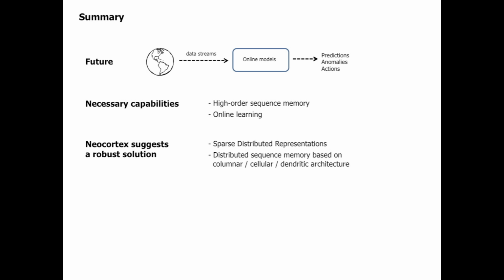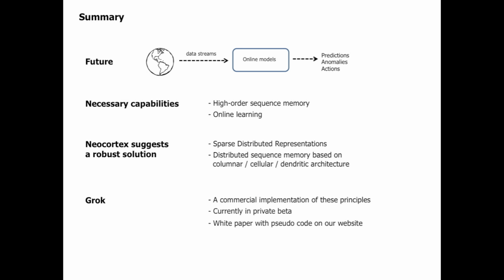The Neocortex suggests that a robust solution involves sparse distributed representations and a distributed sequence memory based on the architecture of the Neocortex. We've built this and tested extensively. It works very well, and we're getting close to a commercial implementation of these principles. We're currently in a private beta.